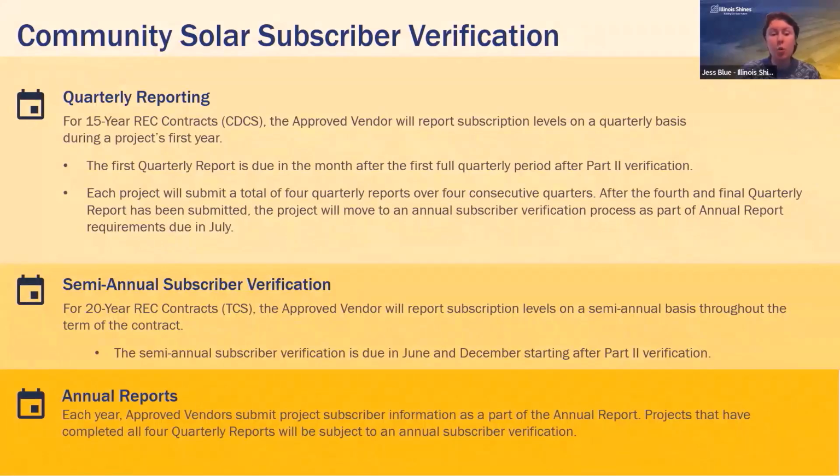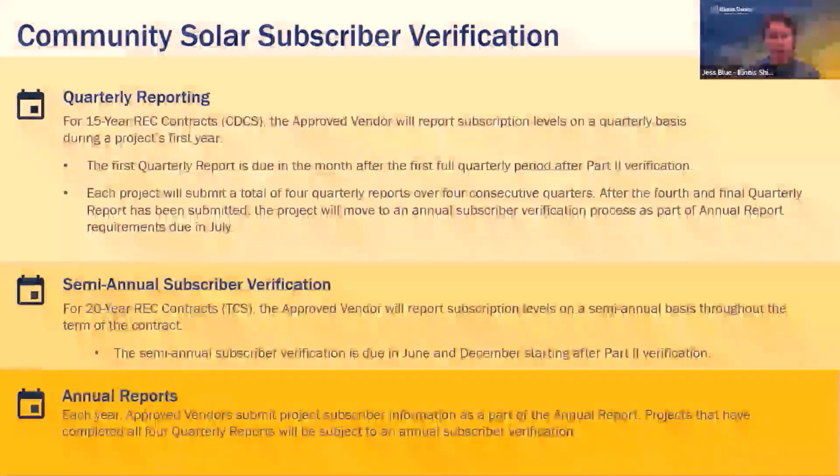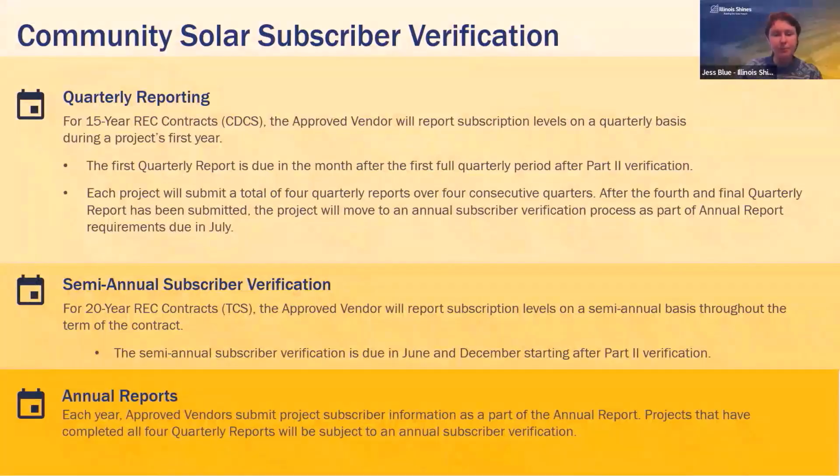For projects on 20-year REC contracts, so these are traditional community solar projects, the approved vendor will report subscription levels on a semi-annual basis throughout the term of the REC contract. So the semi-annual subscriber verification is due in June and December, also starting after Part 2 verification.